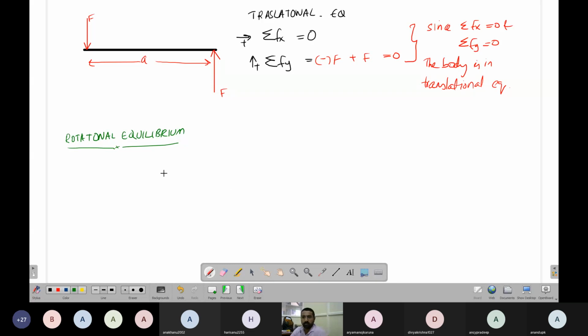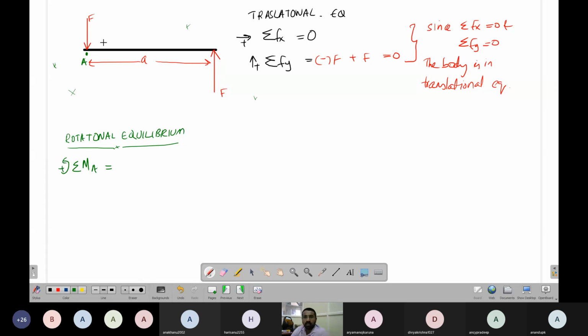Okay, so how do you find it? The rotational equilibrium is satisfied when the moment about any point in the plane due to these forces should be 0. Now let's say I will take moment about this point. I'll call this point A. So moment about A. What is the summation of moment about A? I'll say anti-clockwise is my positive.